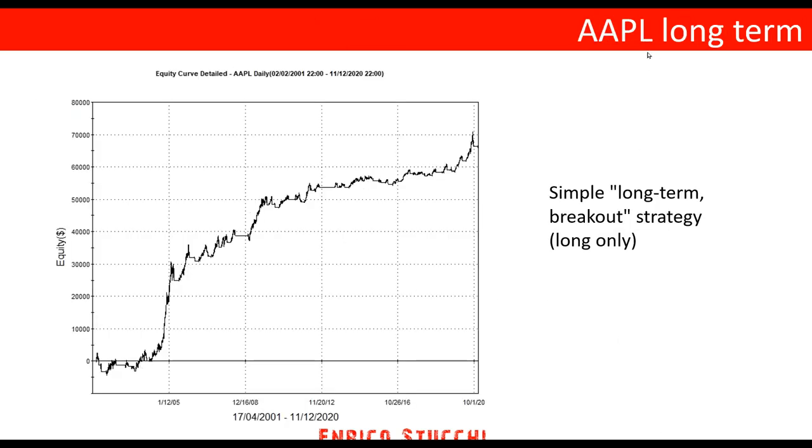Okay, what do I mean? This is, for instance, a simple long-term breakout strategy, long only, so it goes only long for Apple on a daily basis. This is the equity line. So a very stupid strategy, buying breakout. When I say very stupid, I mean I don't use a lot of filters or too many parameters in order to avoid overfitting. This is the main problem with trading systems. So this is very easy. So I know that in the long term, a breakout strategy on Apple works.